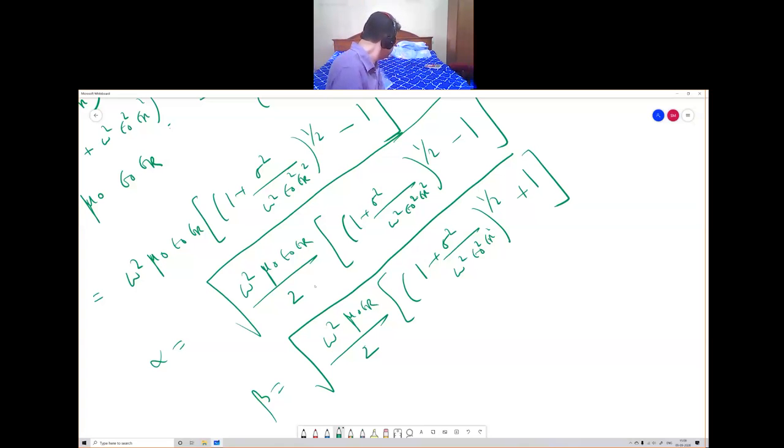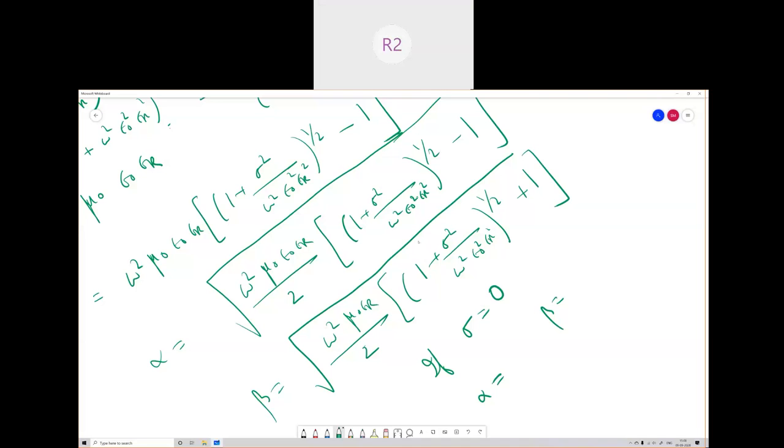Now tell me one thing. If sigma equal to 0, then what is alpha and what is beta? Just put sigma equal to 0 in the expressions and tell me what is alpha and beta. Alpha is 0, very good. And beta?